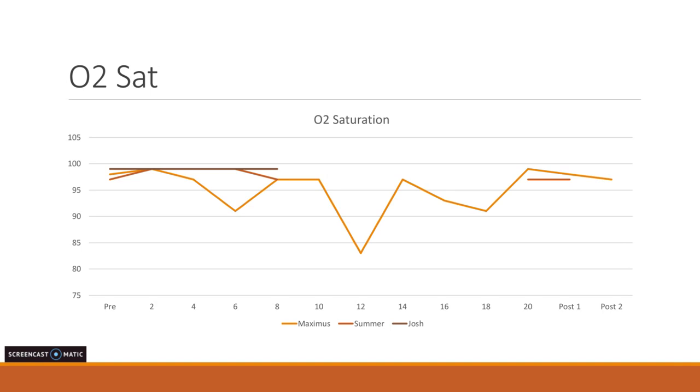Summer and Josh both look good at the start, staying relatively level, only experiencing an expected increase at the start of exercise. However, there is no more data for them, except Summer is at 96% between 20 minutes and post 1, showing us that she may have stayed at steady state for the full exercise, but with Josh we won't be able to predict.